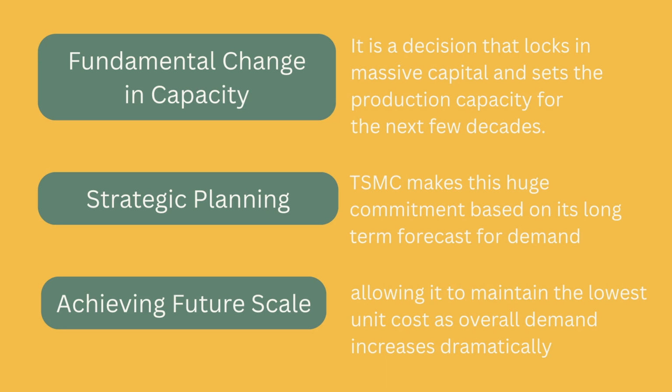The second is strategic planning. TSMC makes this huge commitment based on its long-term forecast for demand, such as expecting massive AI and HPC growth for the next 10 to 20 years, not just short-term market fluctuations. The third is achieving future scale. These expansions are designed to ensure TSMC can continue to capture economies of scale globally, allowing it to maintain the lowest unit cost as overall demand increases dramatically.